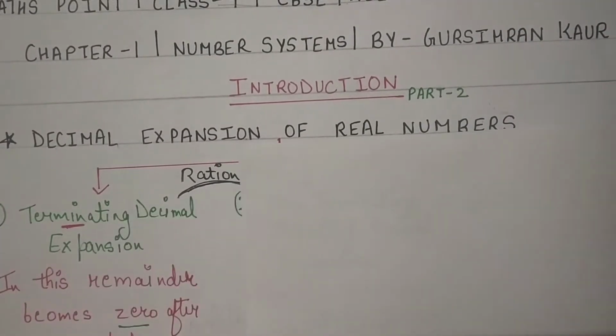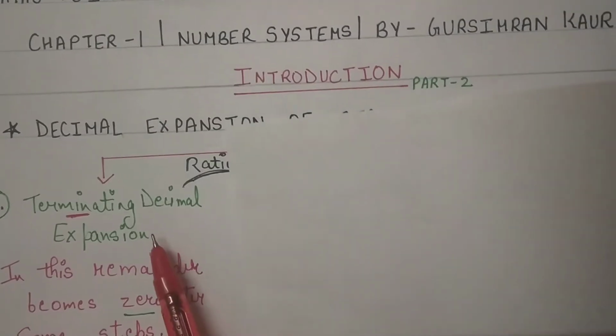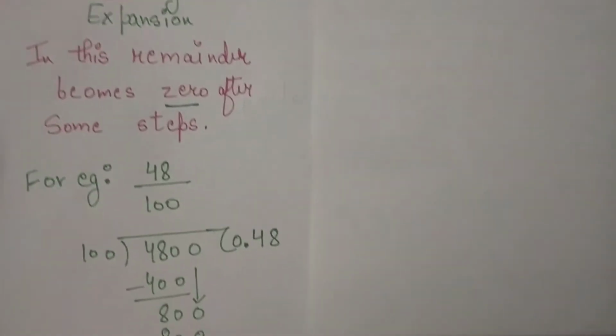In terminating decimal expansion, the remainder becomes 0 after some steps, right? Terminating also leads to something that is ending, and 0 is also something that is ending. So this is an easier way to learn this definition. Terminating decimal expansions are those in which if we divide the fraction, we get the remainder as 0 after some steps. Let's discuss an example.